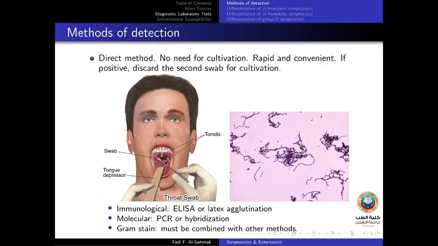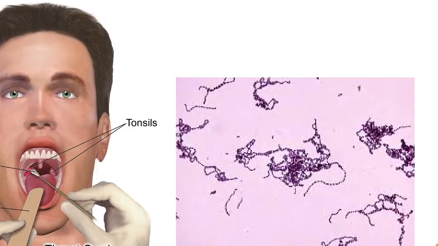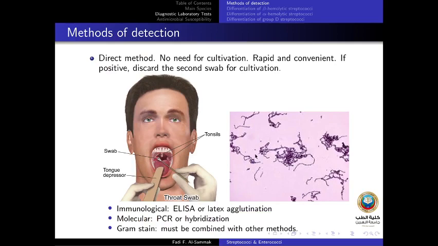In the direct method, you can use an immunological test, ELISA or latex agglutination test. It can be molecular, by polymerase chain reaction using specific primers for S. pyogenes, or by hybridization using specific probes for this organism. The Gram stain also can be used, but should be combined with the other rapid or direct methods of test. And as you remember, Streptococcus shows the chain arrangement as here, and it's Gram-positive cocci.